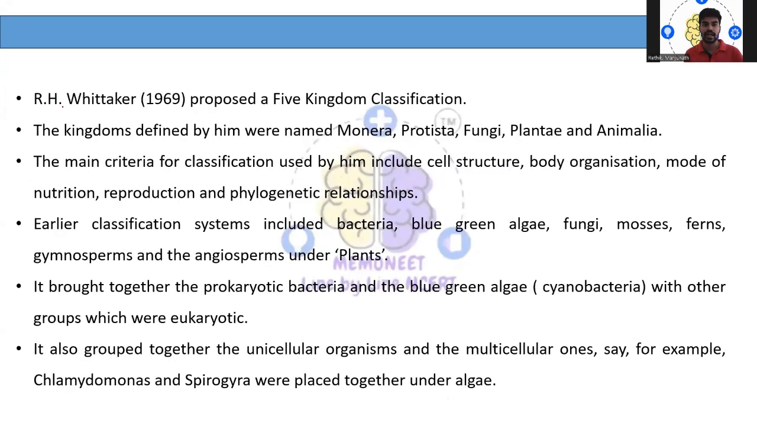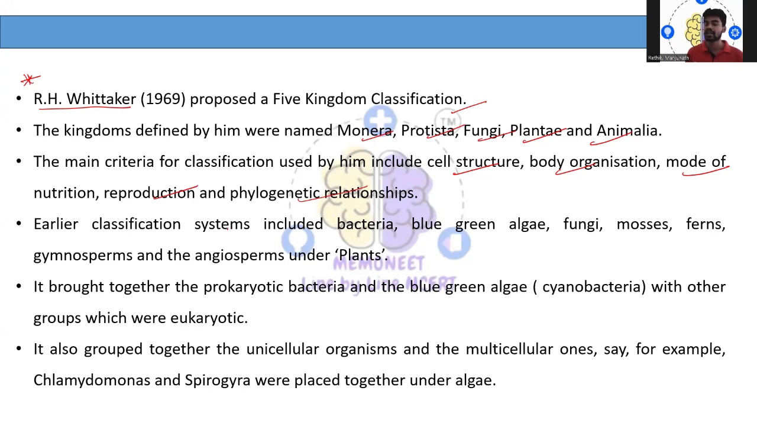Later on, it was R.H. Whittaker in 1969, very important, who proposed the five kingdom system of classification. He defined five kingdoms: Monera, Protista, fungi, plantae, and animalia. The main criteria he used for classification include cell structure, body organization, mode of nutrition, that is its food, reproduction mode, as well as phylogenetic relationship, that is ancestral relationship.